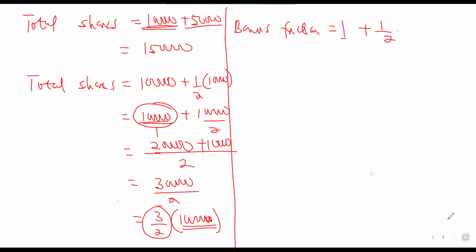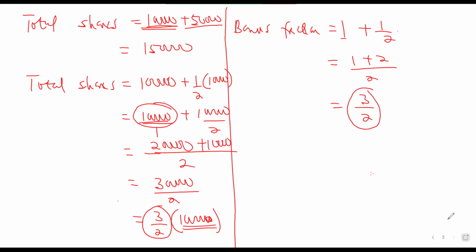That will give us what? The total number of shares. Okay, so you'll be having 1 plus 2 divided by 2. That will give you 3/2. So you just multiply the 3/2 on the existing shares. You'll be getting your 150,000.